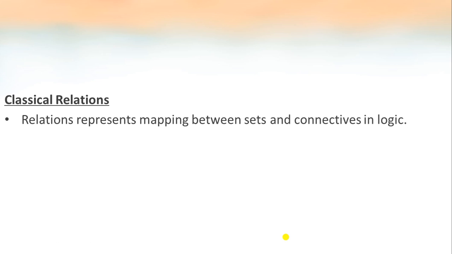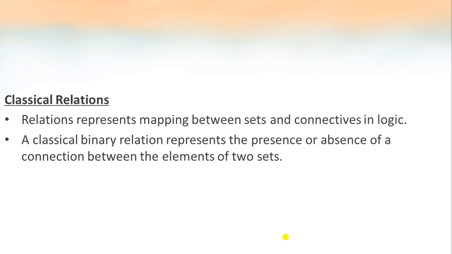So what is meant by a relation? This represents the mapping between sets and connectives in logic. And we can define a classical relation as a binary relation which represents the presence or absence of a connection between the elements of two sets. This relation is considered as a subset of the Cartesian product.